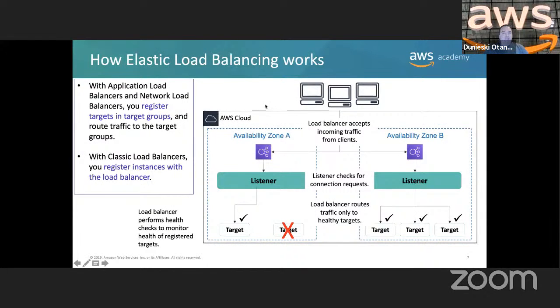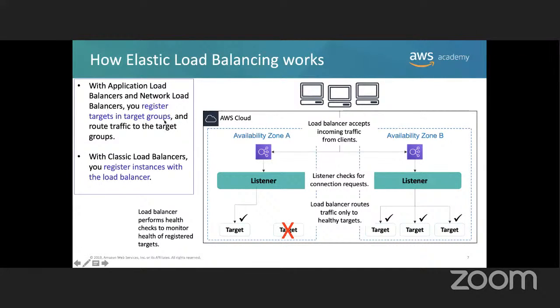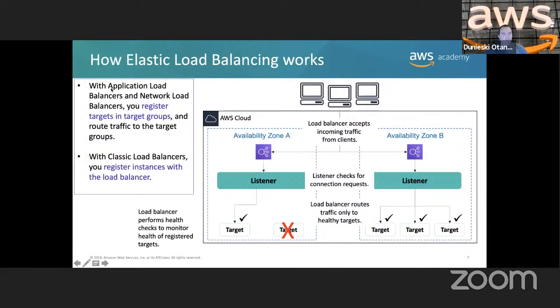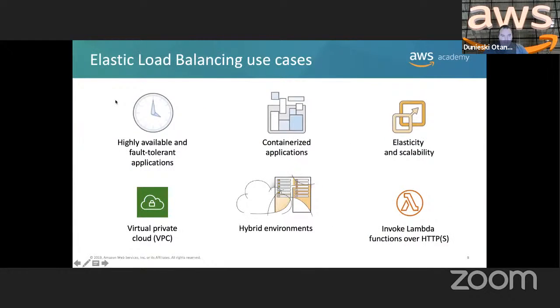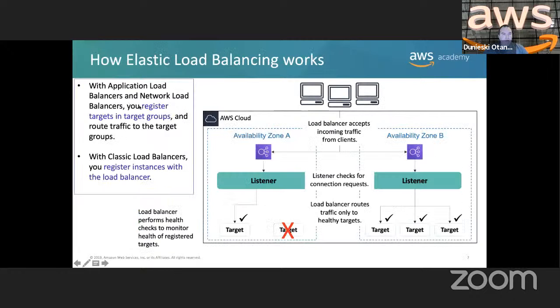So how does elastic load balancing work? With application load balancers and network load balancers, you register the targets in target groups, and route the traffic to the target groups. With the classic load balancer, you register instances with the load balancer, not with the groups. So you don't need to use target groups with the classic load balancer. With the other two, yes, you need that.